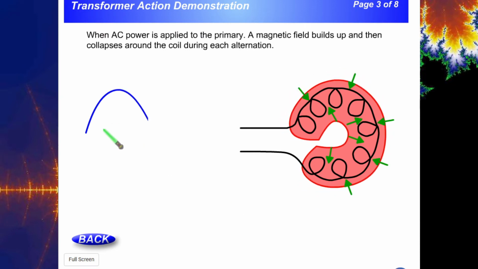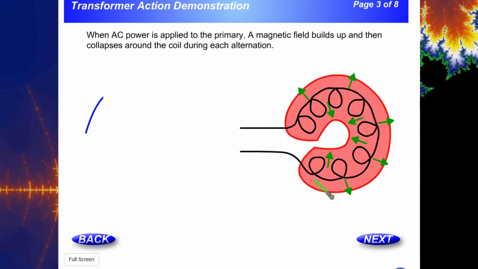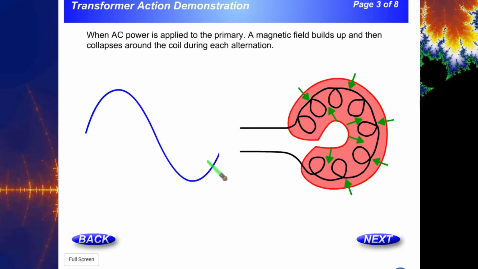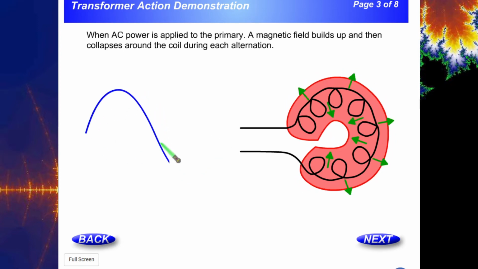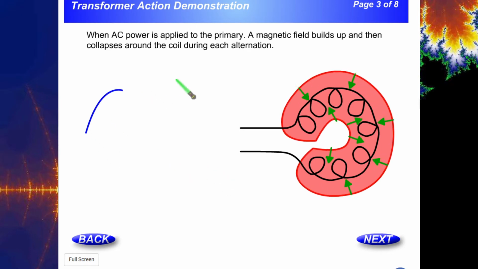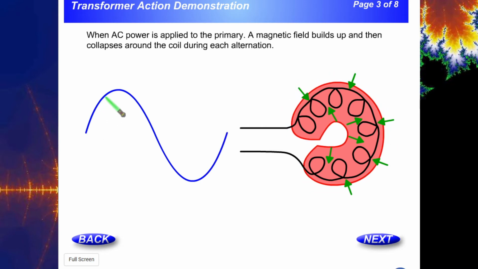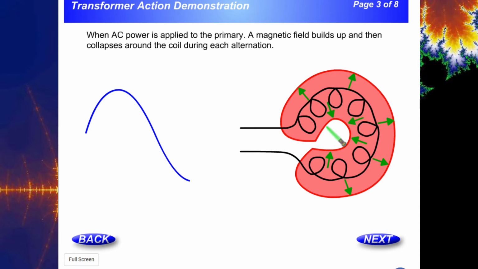It says when the AC power is applied to the primary, and here you see the sine wave, you can see this graphic here is responding to the amplitude of this sine wave. You can see it's expanding as it grows, and as it decreases, it collapses, once it goes to the negative peak. So you can see as we're increasing the amplitude of the source, the magnetic field is increasing as well.